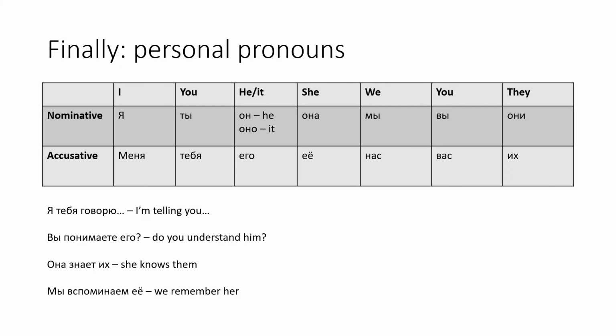Вы is in the nominative case, therefore it's the subject. Вы понимаете его. Do you understand him? Его is in the accusative case, and therefore it is the object of the sentence. Она знает их. She knows them. Мы вспоминаем ее.